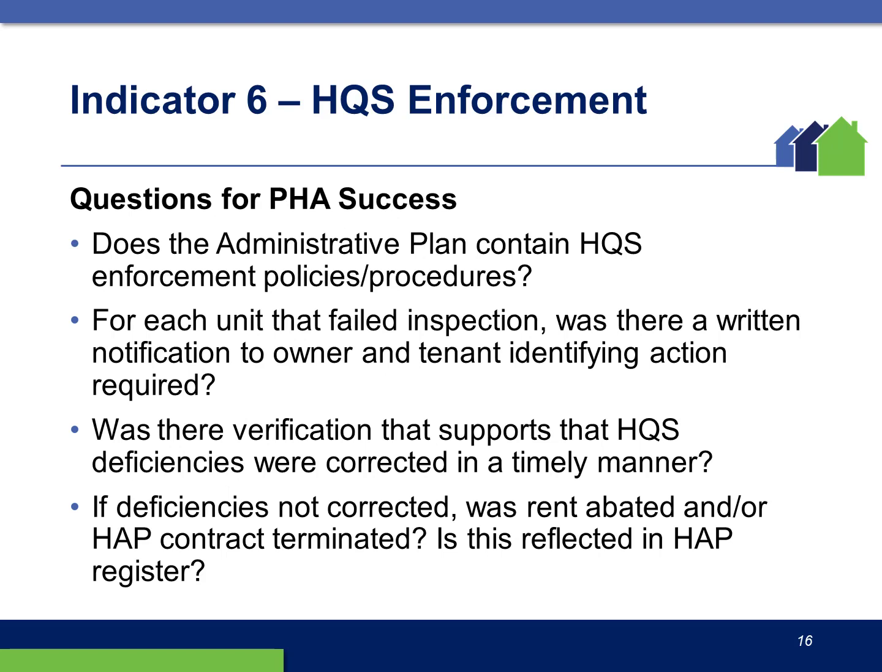The questions for success on Indicator 6 include: does the administrative plan contain HQS enforcement policies and procedures? For each unit that failed inspection, was there a written notification to owner and tenant identifying action required? Was there verification that supports the HQS deficiencies were corrected in a timely manner? If deficiencies were not corrected, was rent abated and/or HAP contract terminated? Is this reflected in the HAP register? If tenant cost deficiencies were not corrected in a timely manner, was the assistance terminated or other action taken per family obligations?